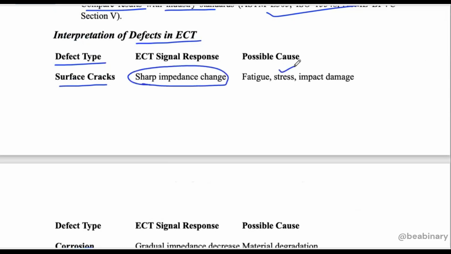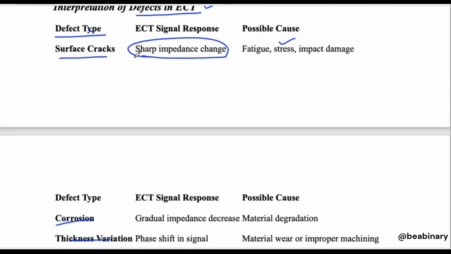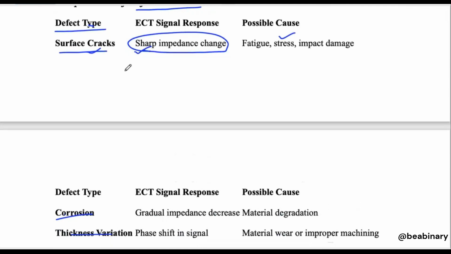These are just because they have nothing to do with the types of techniques. As I already said, these are just the reasons why such kinds of defects occur. So if there are sharp impedance changes, it means there are surface cracks. Here, based on the kind of ECT signal that we are getting, we can decide what kind of defect is there. If sharp impedance changes are there, it means surface cracks.